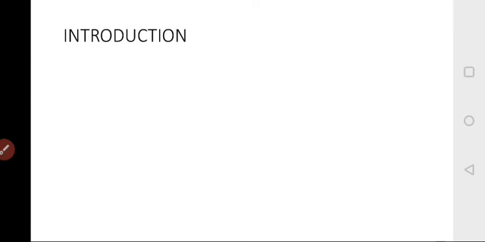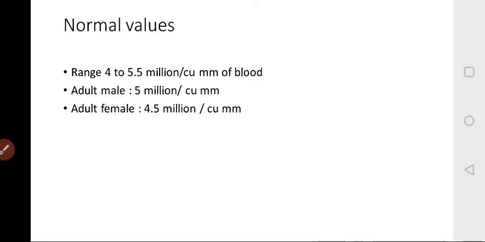RBCs play a vital role in transport of the respiratory gases. RBCs are larger in number compared to the other two blood cells, that is white blood cells and platelets. Now we will see the normal values. Their range is 4 to 5.5 million per cubic millimeter of the blood. In adult male, it counts 5 million per cubic millimeter. In adult female, it is 4.5 million per cubic millimeter.